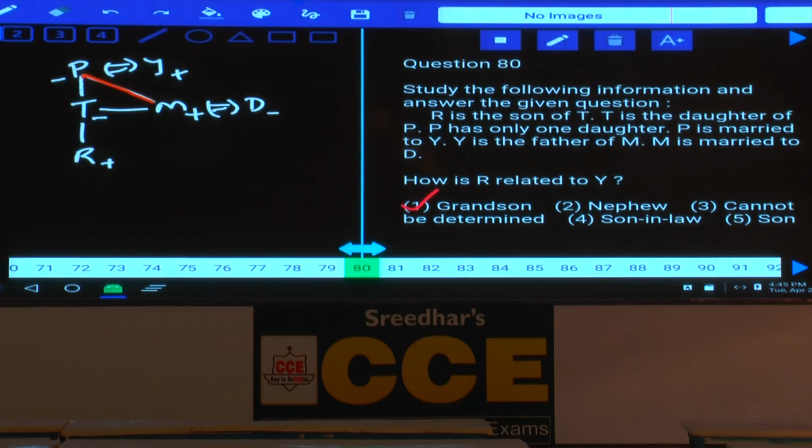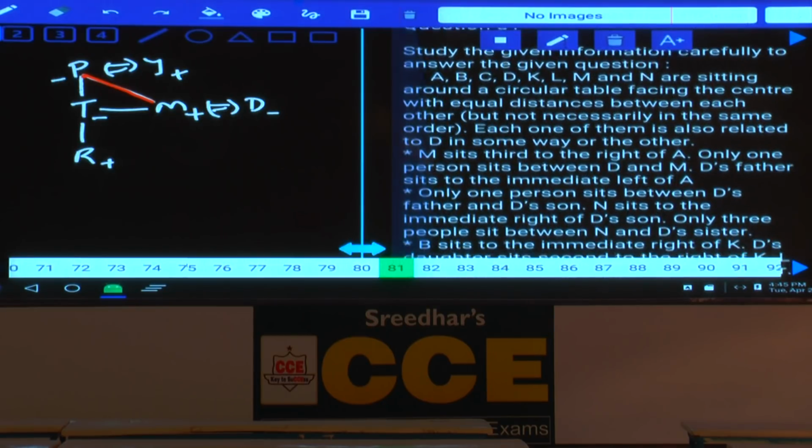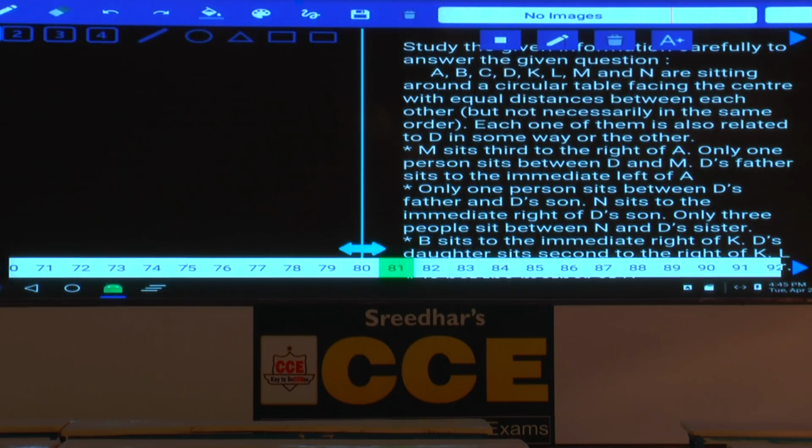Then 81 to 85, these 5 are based on circular table facing the center clearly given. A, B, C, D, K, L, M, N are the 8 persons who are seated around a circular table facing the center. And each one of them is also related to D in some way or the other, isn't it? Now it is a combination of what? It is a combination of circular arrangement along with a blood relation, isn't it? And circular arrangement along blood relation, and at the same time, each one of them is also related to D in some way or the other.